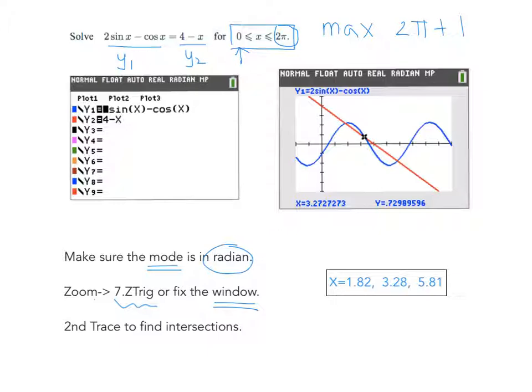In order to find the intersections, which is the main goal of this question, you have to observe how many intersections there are in this graph. There are 3, so you should be getting 3 answers. You can go to second trace to find intersections. The answers come out to be x is equal to 1.82, 3.28, and 5.81. So I highly suggest that you try this on your own on a graphing calculator and move on to the next slide.